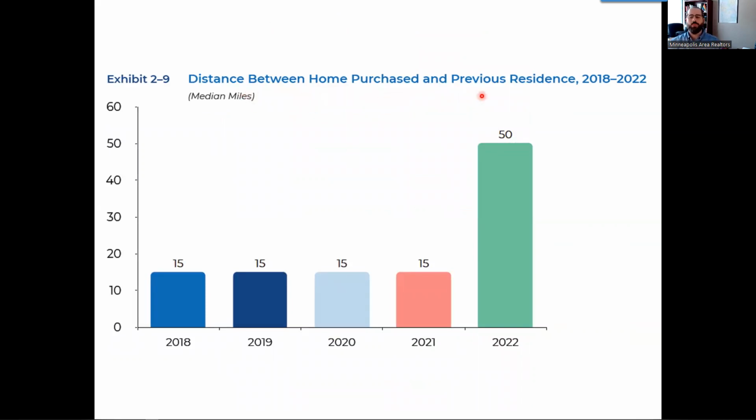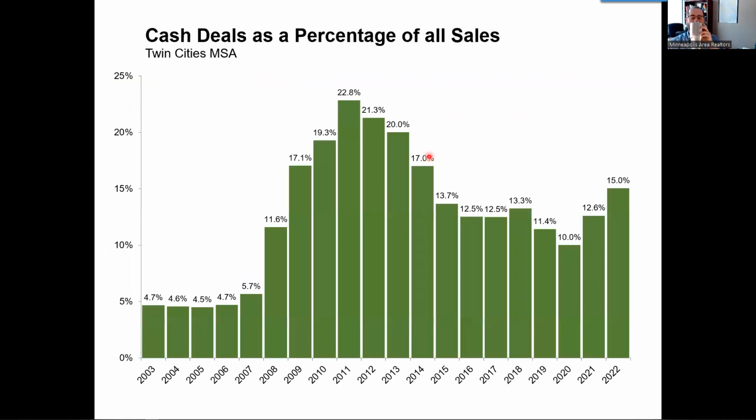The median distance between the home purchased and the home we just sold used to be 15 miles. Some were 10 miles, 20 miles, some 2 miles, some 200 miles, but kind of right around that 15 mark. And then last year, 50. We went from 15 to 50 miles. Half the people moved more, and the other half moved fewer than 50 miles. That's a huge change.